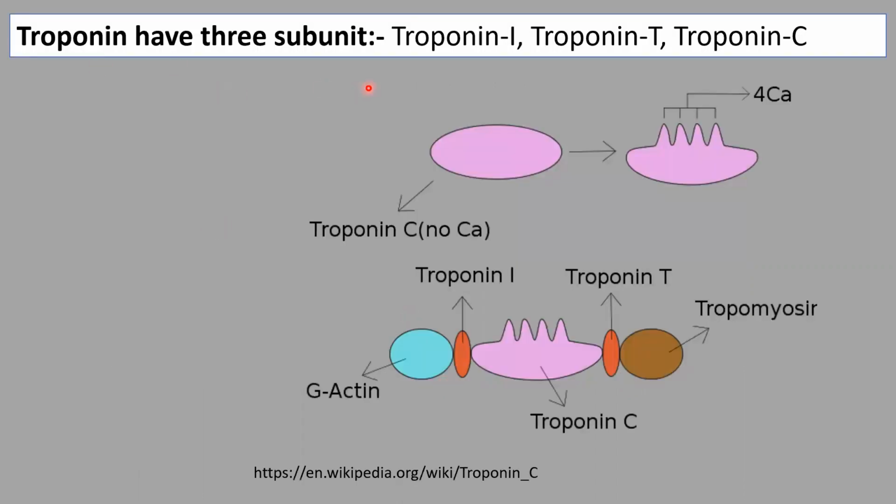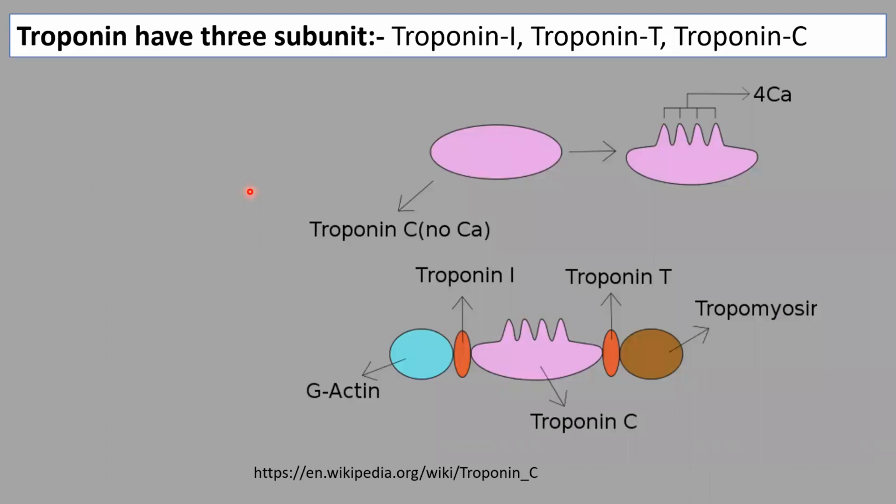Troponin has three subunits: troponin I, troponin T, and troponin C. Troponin C binds with calcium ions; one troponin can bind with four calcium ions. Troponin I has a high affinity to bind with actin. And troponin T is for tropomyosin, spelled T-R-O-P-O-M-Y-O-S-I-N. So it has three subunits: troponin C binds calcium, troponin I binds with actin, and troponin T binds with tropomyosin.